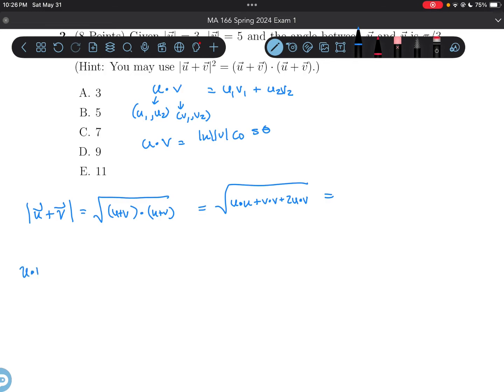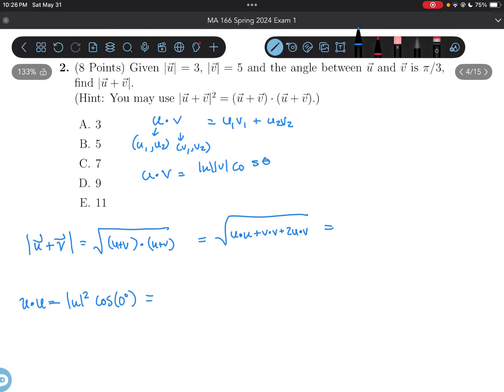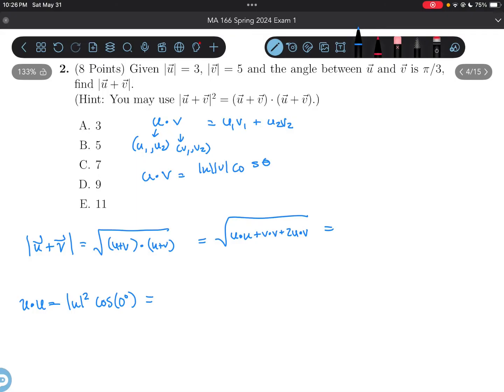So u dot u is equal to the magnitude of u squared times the cosine of the angle between u and u. Because these two vectors are the same, they're overlapping, which means the angle between them is 0. So it's times cosine 0. We're given that the magnitude of u is 3, so it's 9. And cosine 0 is 1, so u dot u is 9. Same thing with v dot v, that's just the magnitude of v squared times cosine 0. So this is 25.